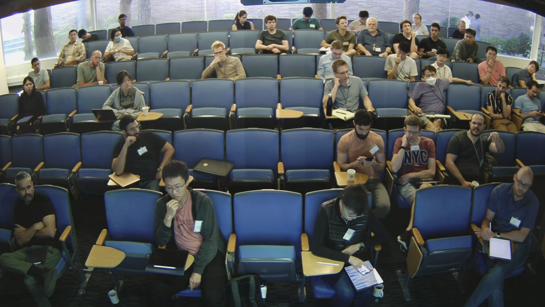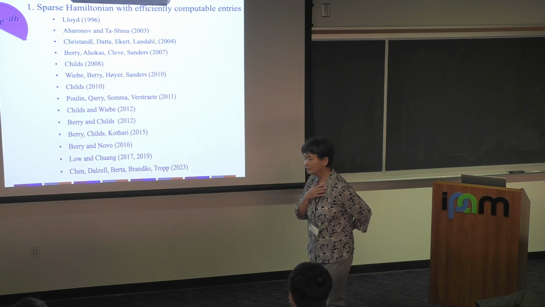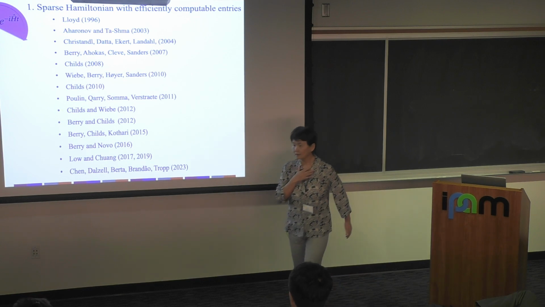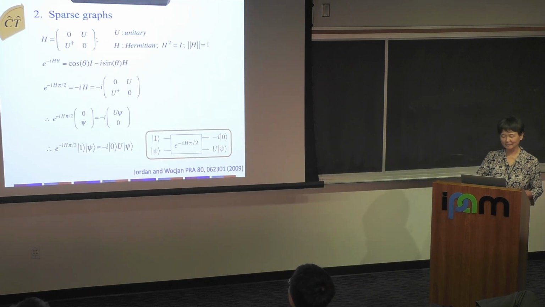So why is it useful to implement it as a Hamiltonian simulation? If you have U, can't you compile it directly? Okay, I'll just do it. Maybe I did it too quickly because that was not our work.